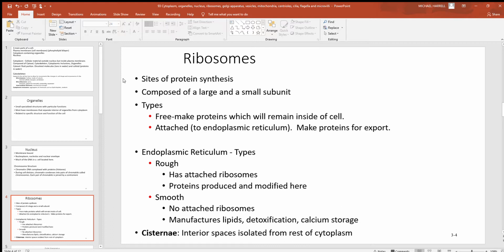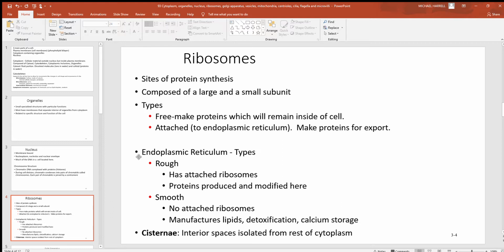This is where the proteins are made. Now you'll see they have a small and large subunit on another picture further along, and there are a few different types. Ribosomes might be free, in other words, not attached to an endoplasmic reticulum. If they're free, they'll be making proteins, and those proteins are going to stay inside the cell for some function. But some ribosomes will be attached to a rough endoplasmic reticulum, still making proteins, but these proteins will be going out of the cell for some reason.